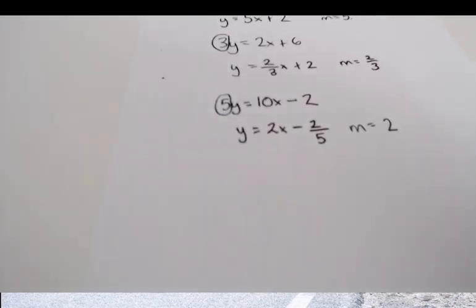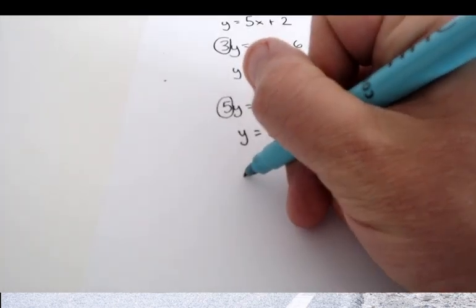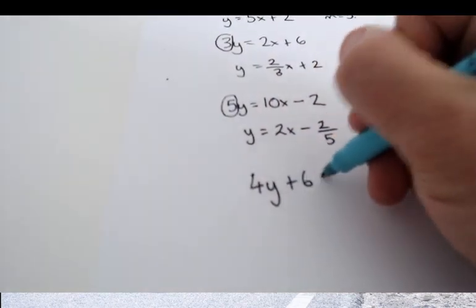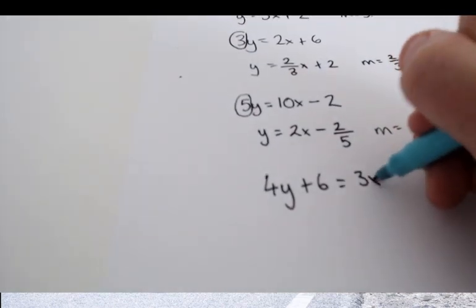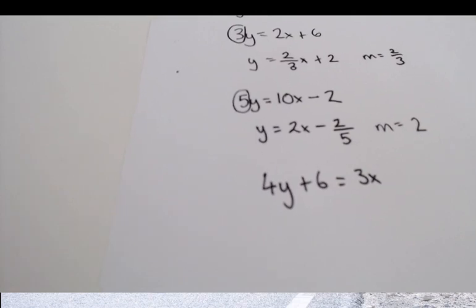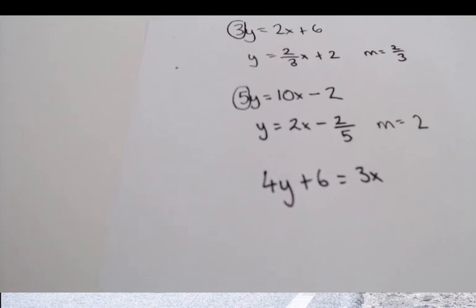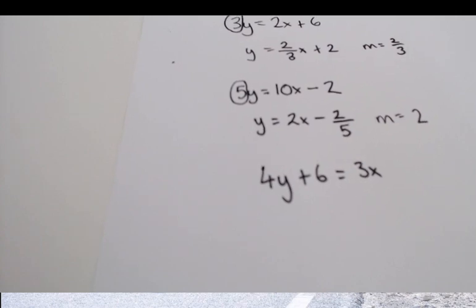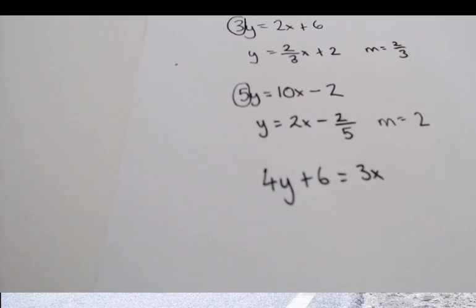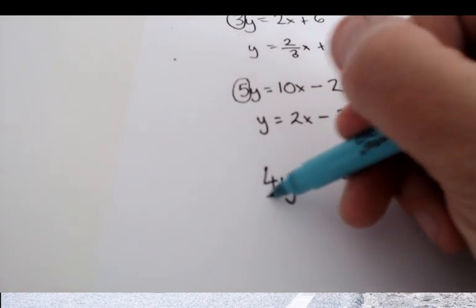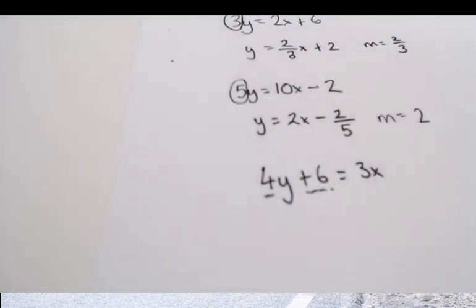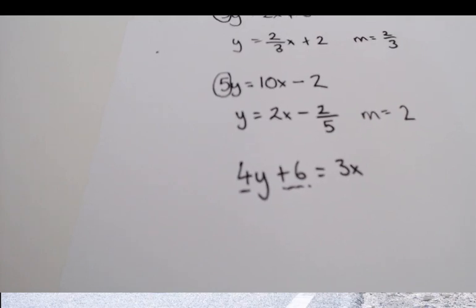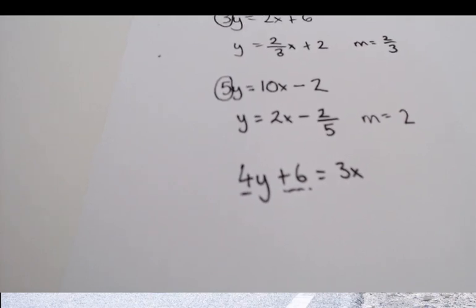What if we change what it looks like a wee bit? Let's say we have 4y add 6 equals 3x. So we need to get the equation to say y equals. This time there are two things on the left hand side stopping that from happening. We've got the 4 and we've got the 6. One of those gets moved first. Changing the subject of the formula. Remember that from last year?